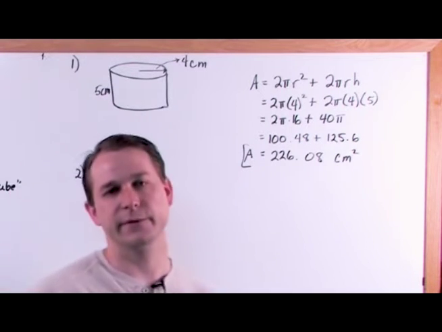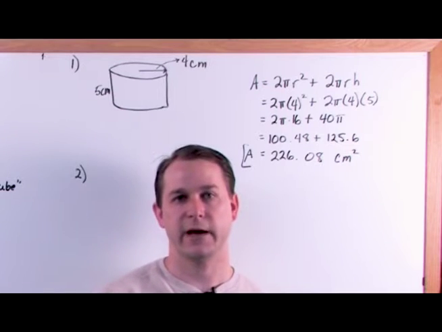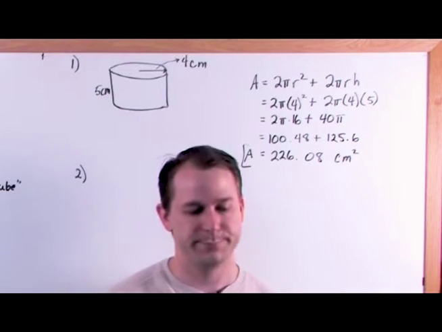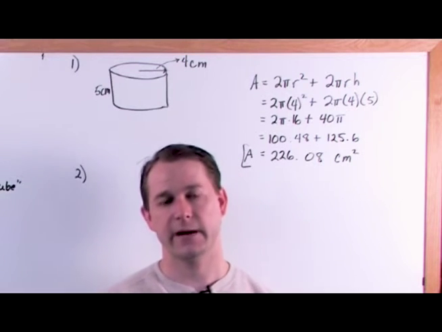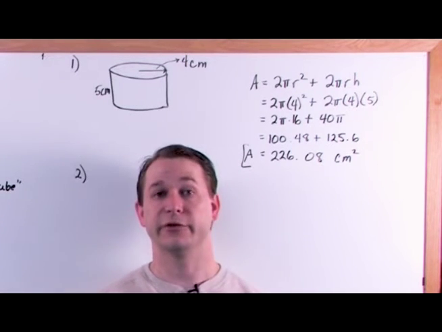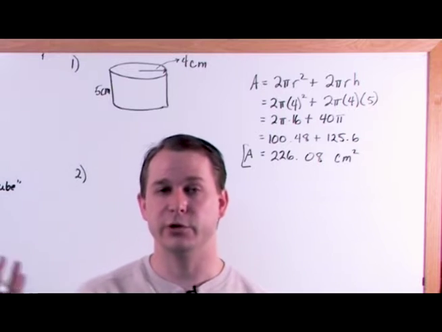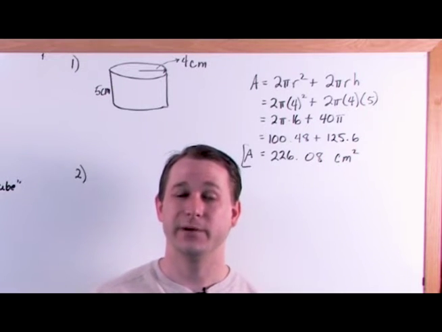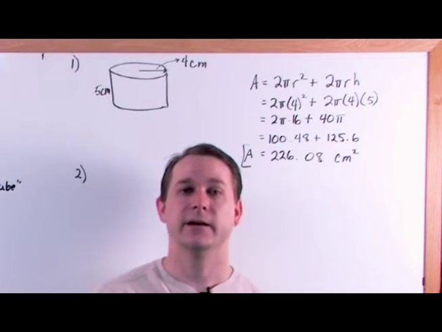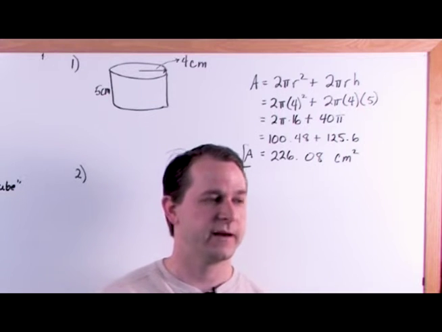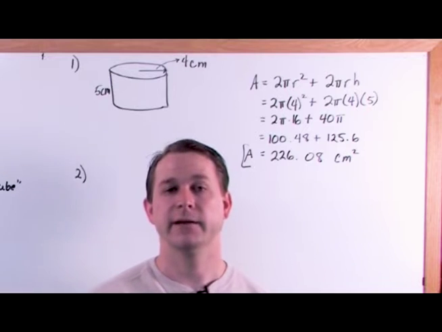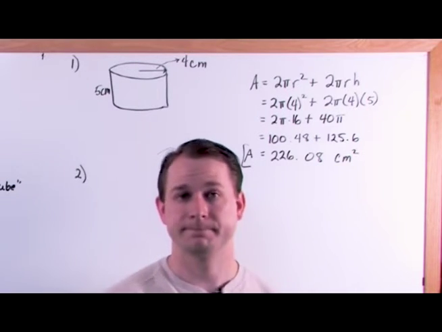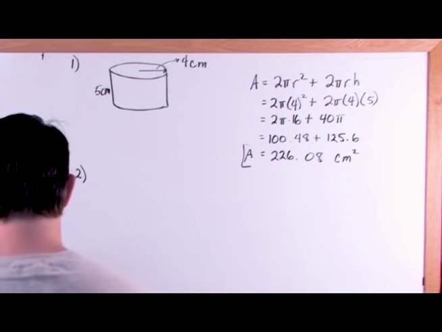And this could be useful, for instance, if you were painting some water tower or something, and you're going to need to know how much paint to buy. You could use this to calculate the surface area of the object, and you would know how much paint to buy, because typically on the back of a can of paint, it expresses how many square feet or how many square meters that can of paint will actually cover.